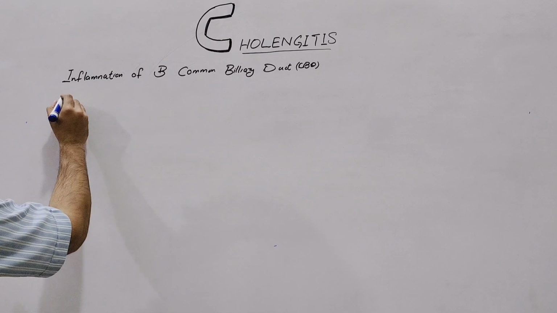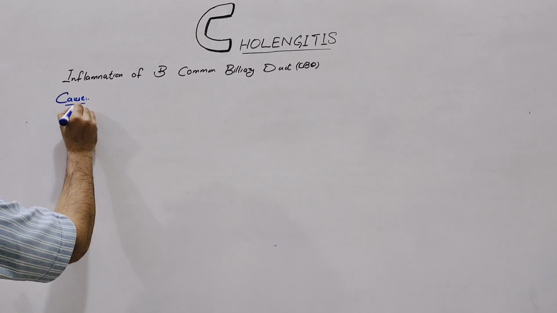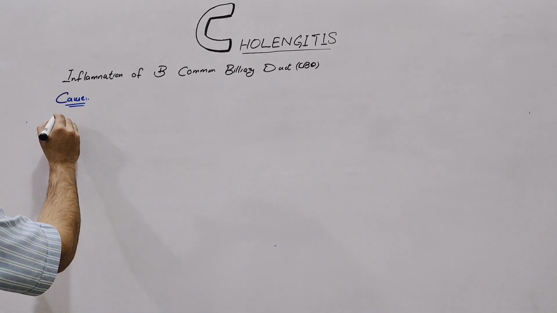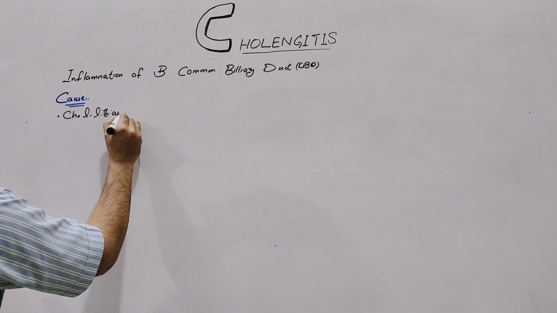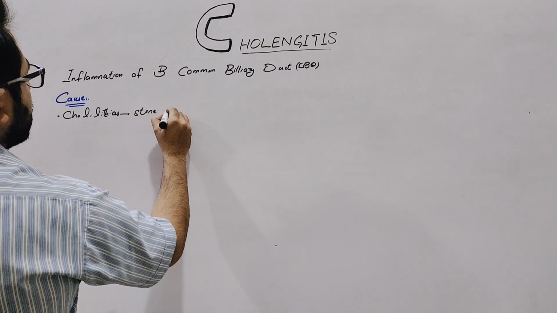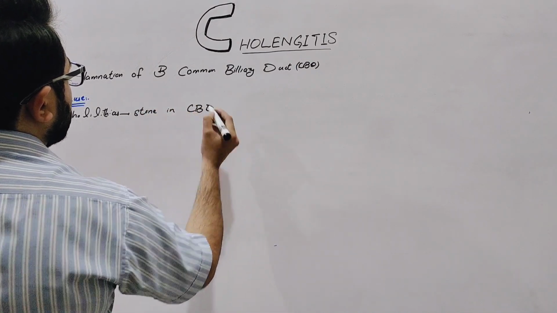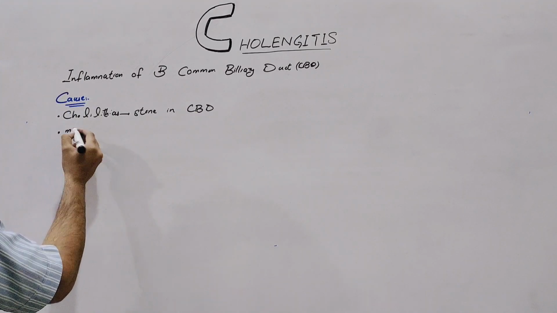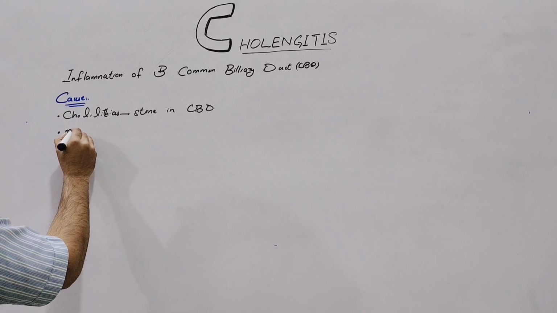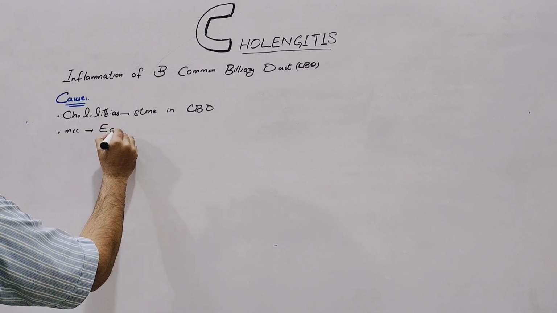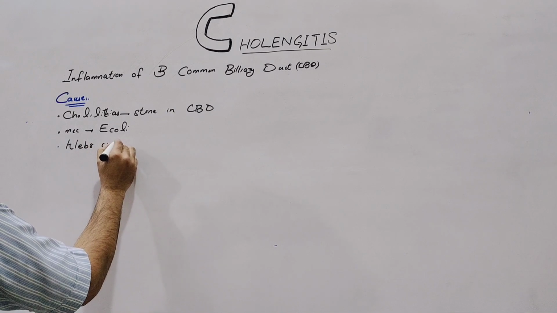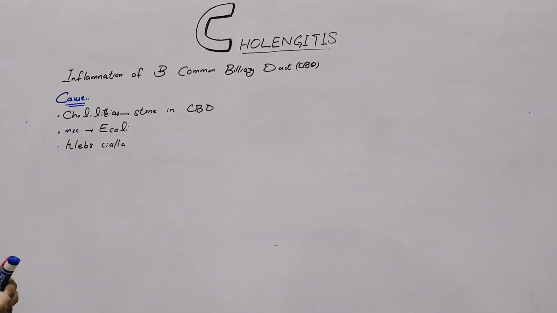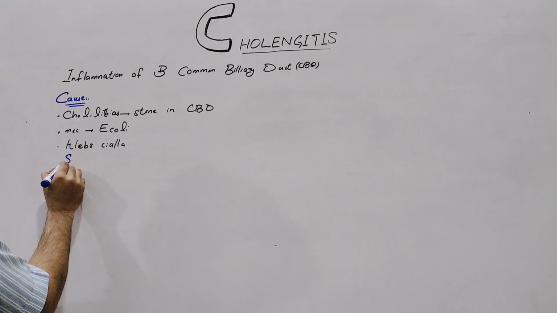What are the causes of cholangitis? As a complication of cholelithiasis, a stone in the CBD, or infections. The most common infection is E. coli. So most commonly it is caused by E. coli, and Klebsiella can also cause cholangitis. Now the most important things are the symptoms and investigations.